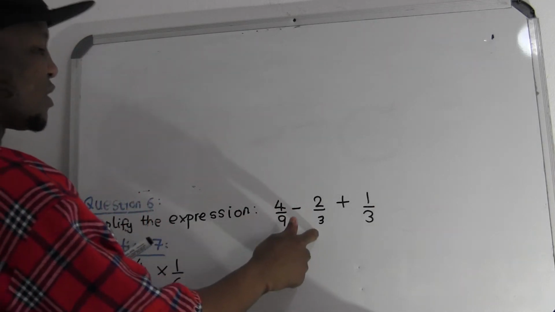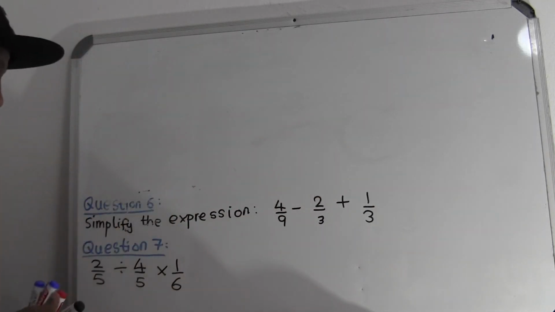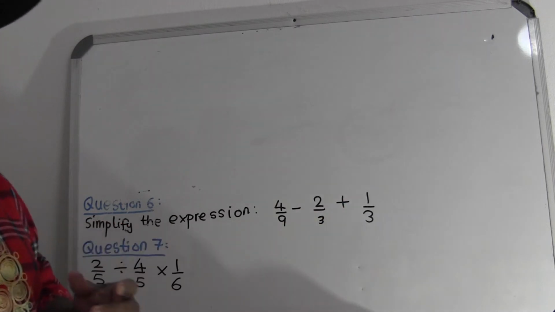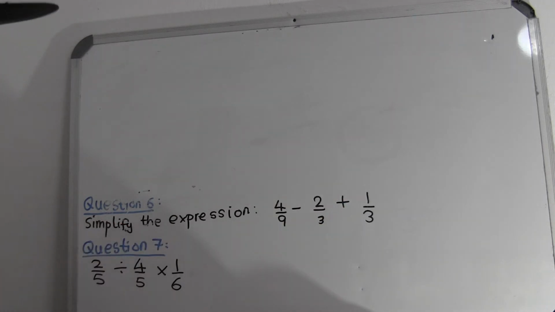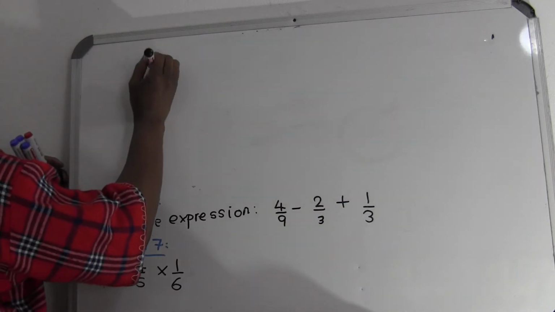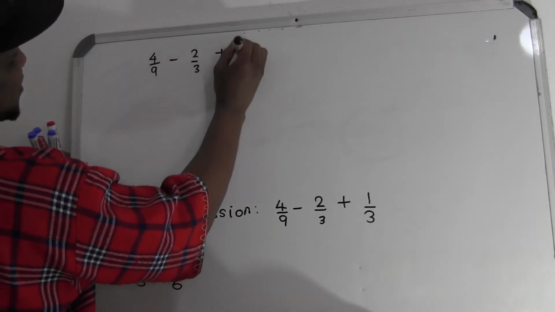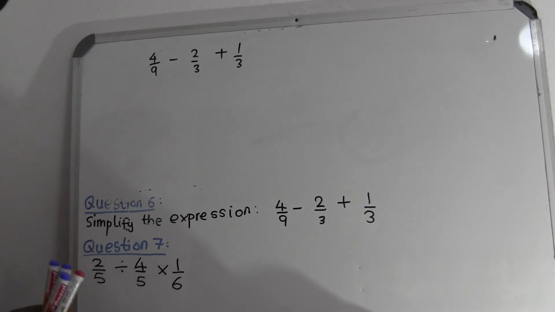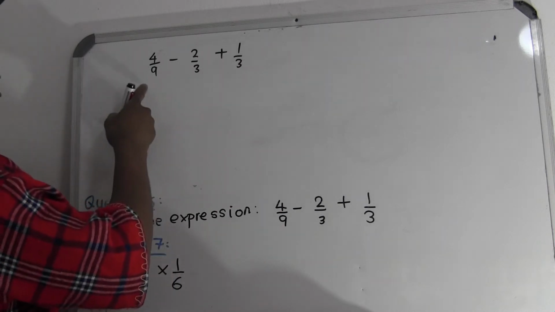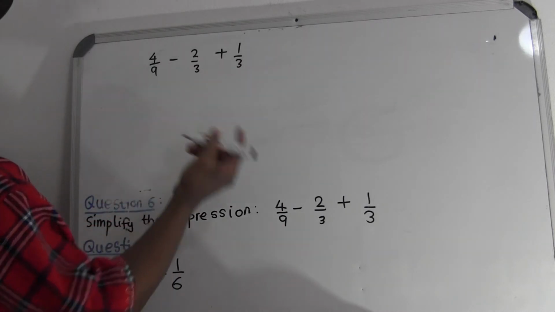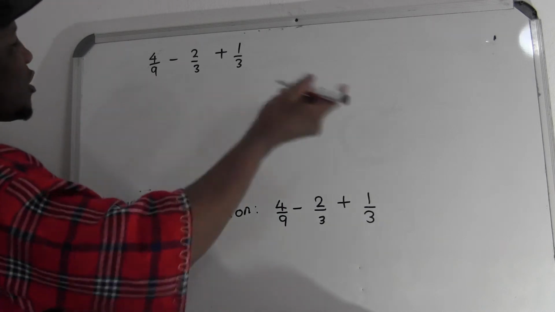4/9 minus 2/3 plus 1/3. We say this is BODMAS. So with BODMAS, if it's plus or minus, we don't have to care that much. So we can say 4/9, and then minus 2/3, and then plus 1/3. Okay, so now what are we going to do? Common denominator. With this one it's easy. I can even do all of them at once.